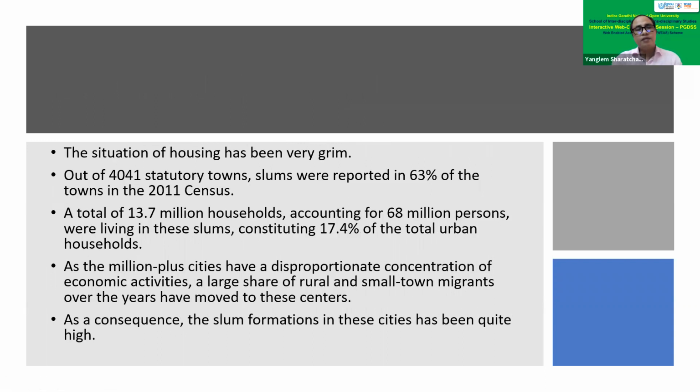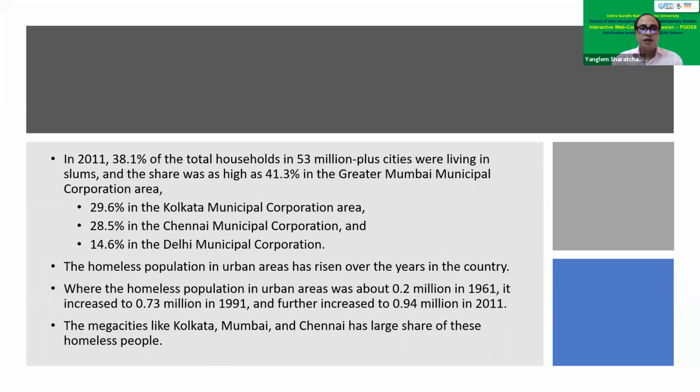On the other hand, at the same time, the housing situation has been very grim, as we know. We have seen a number of slums in different urban areas, different cities, and urban sprawl areas across the country, right? Slums constitute 17.4% of total urban households. No, it's not a small amount. That is 13.7 million households out of 68 million persons, right? This is not a good number.